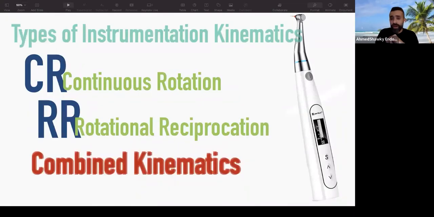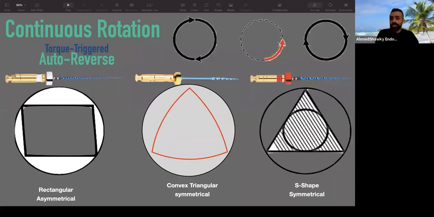So we have three types of motions. We have the continuous rotation, we have the rotational reciprocation, or we can say reciprocating motion, and we have a combination of both. With the rotation, we can rotate 360 degrees in any direction, and sometimes when the file is locked in the dentin, the motor has a sensor that can sense exceeding the torque limit that you have adjusted or preset in the motor. So it rewinds or unscrews the file in order to avoid breakage. This is called the auto reverse function. It's not reciprocation. It's just to protect the file from breakage. And then once the file is away from the point of engagement, it can rotate and complete the rotation in 360. So it's pure 360 degrees, whether clockwise or counterclockwise, according to the type of the file.